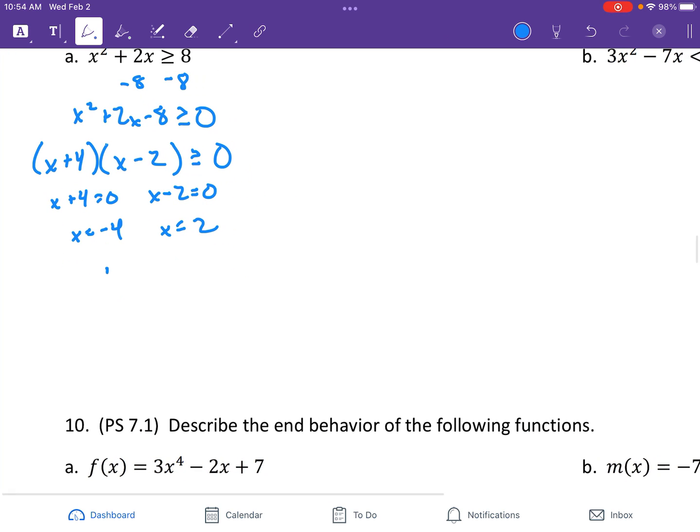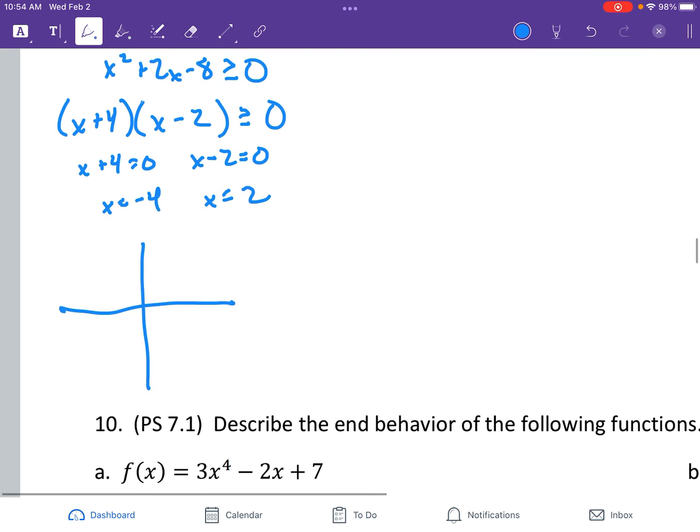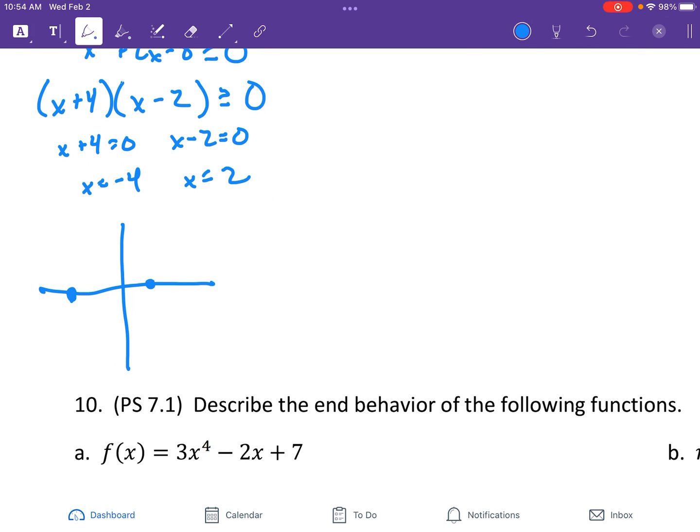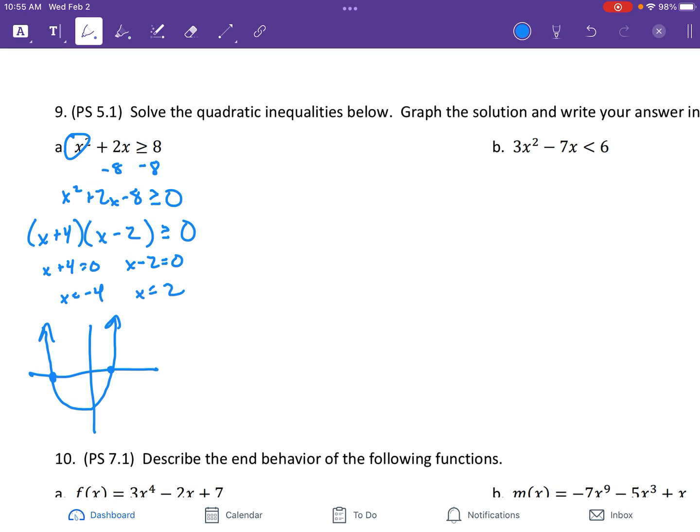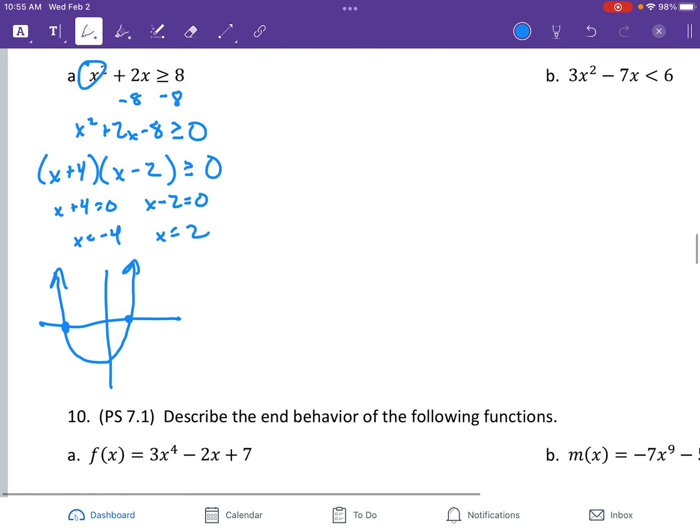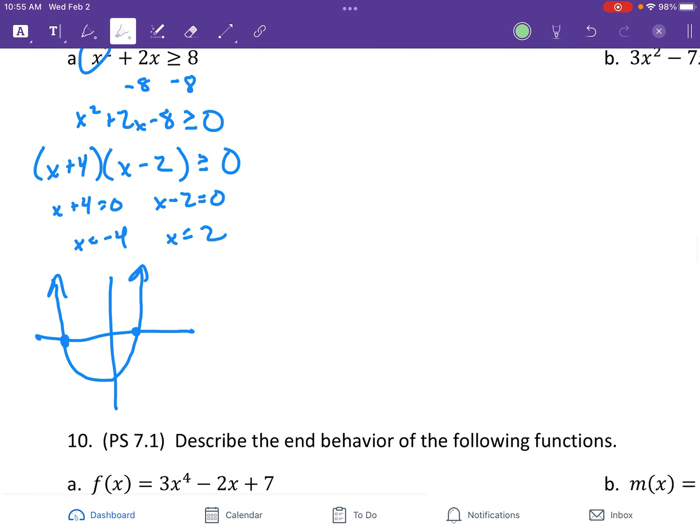So next I'm going to graph these. I'm going to make a sketch. I have negative 4 and positive 2. It doesn't have to be perfect. It's going up because the x squared term in the problem is positive. Right here. Okay. And now you're just going to highlight where the graph should be.